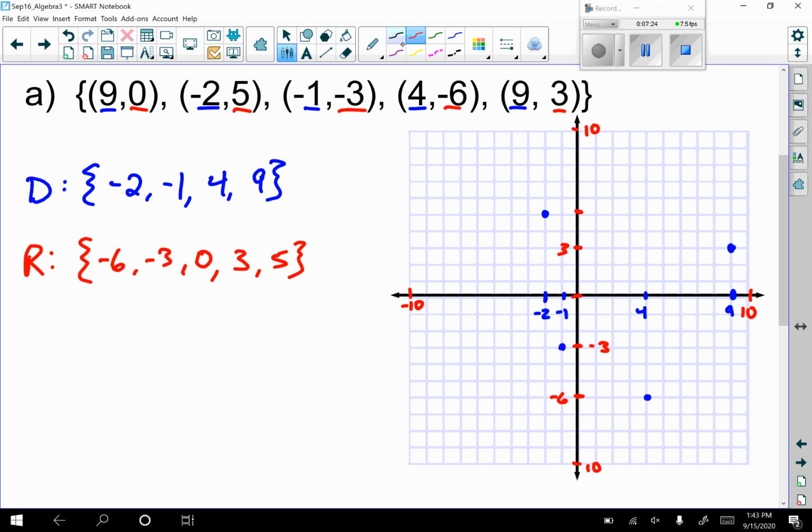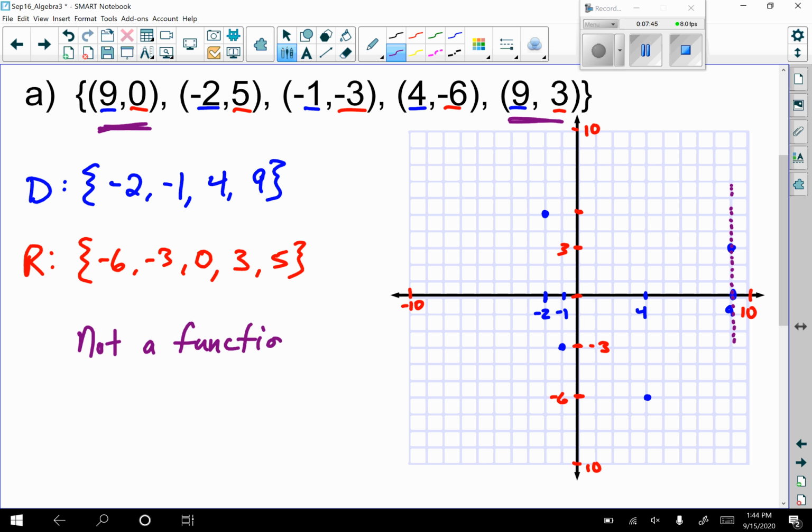So is this a function? Well, we did have 2 x values that were the same when we looked at (9, 0) and (9, 3). So if I were to draw a vertical line, whether it's solid or dashed here, it's going through those 2 points. So that's the vertical line test. Because it passes through 2 points and not just one, definitely not a function.